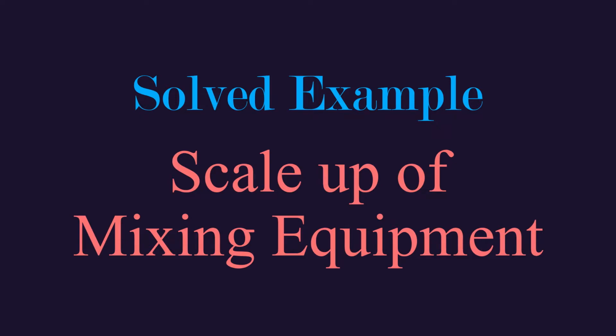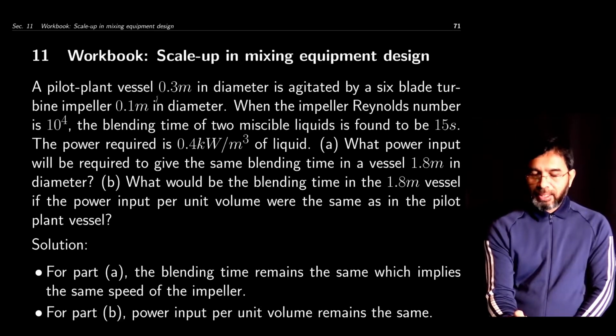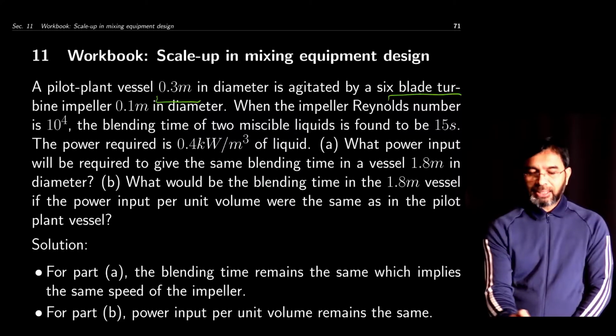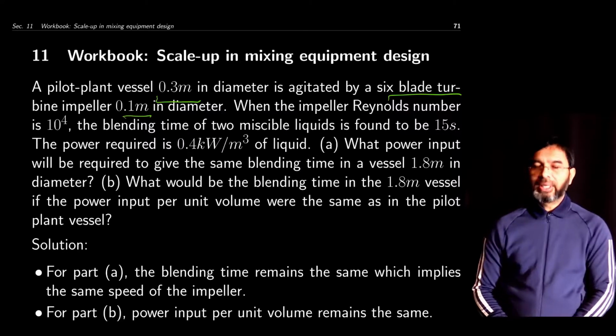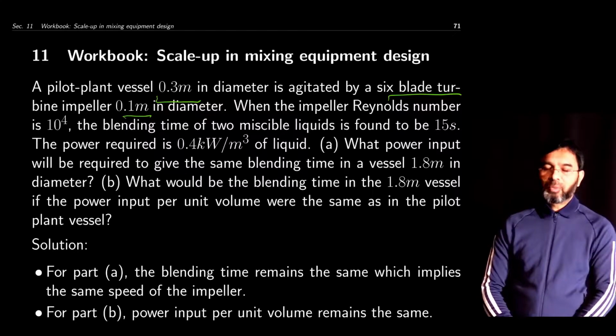Now in this session, I look at an example problem on scale-up of mixing and agitation equipment. So here is the problem. A pilot plant vessel 0.3 meter in diameter is agitated by a 6-blade turbine impeller 0.1 meter in diameter. So dT is 0.3 meter and dA is 0.1 meter.